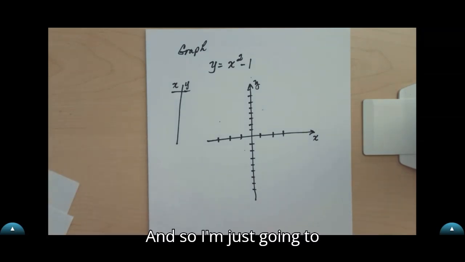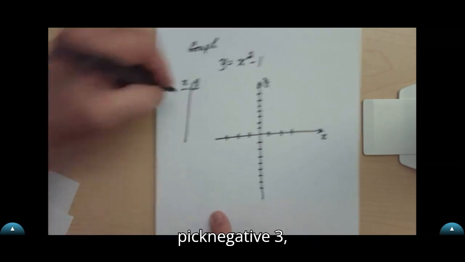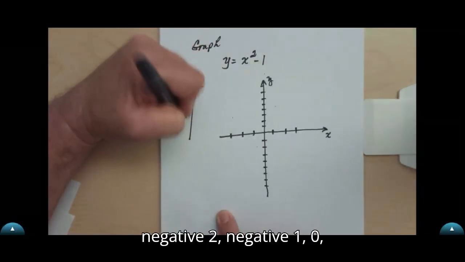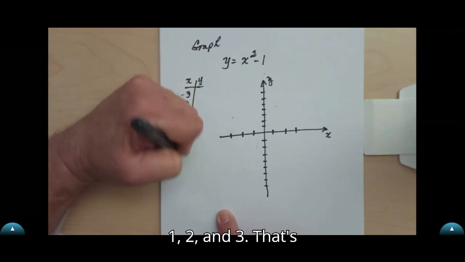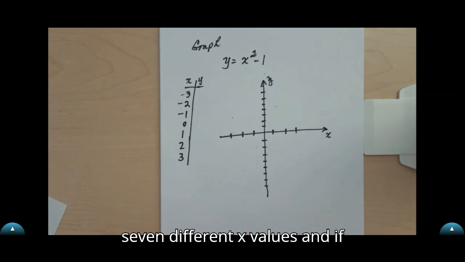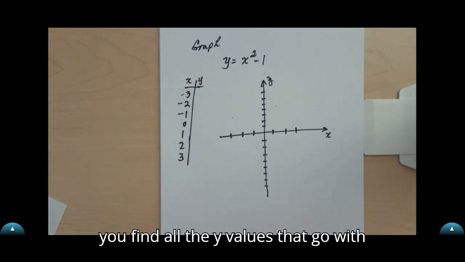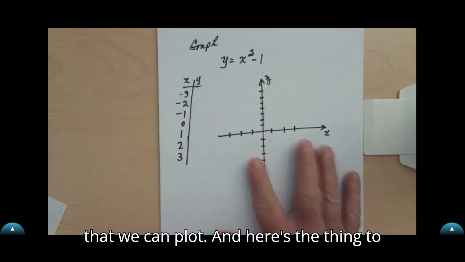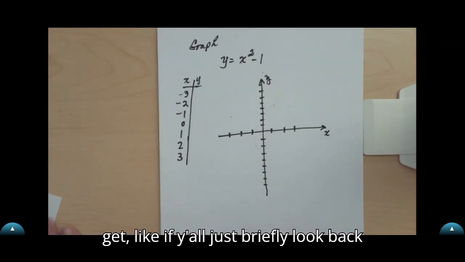And so I'm just going to pick -3, -2, -1, 0, 1, 2, and 3. That's 7 different x values. And if you find all the y values that go with them, that's 7 different ordered pairs that we can plot.